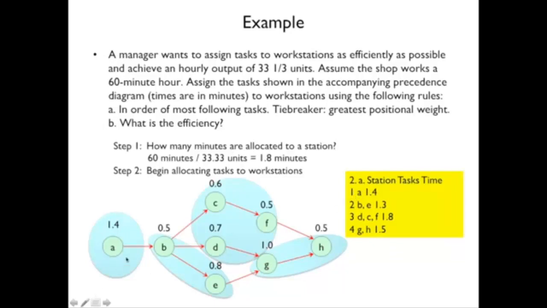The first station only does A, the second one does B and E, and you add that, that's 1.3. This station is C, D, F, and this station is G, H.